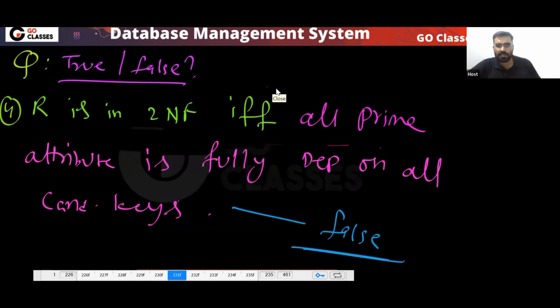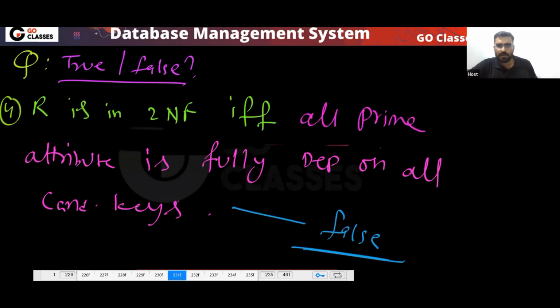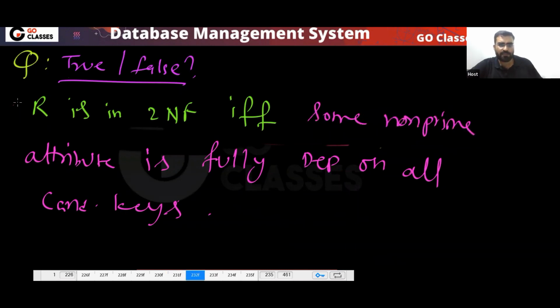Is this clear? We don't care about prime attributes. We only care about non-prime attributes in 2NF. Is this clear to everyone?